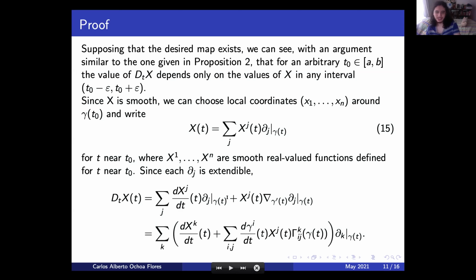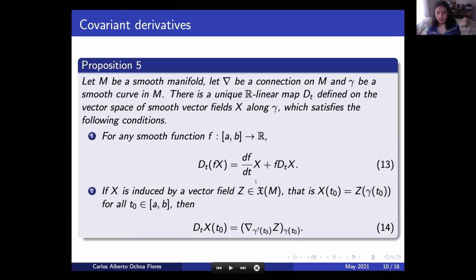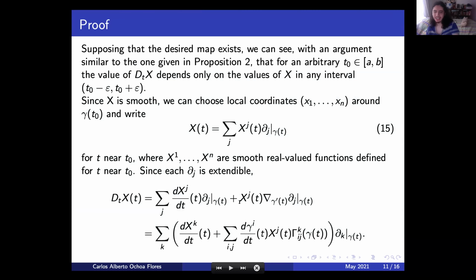We are actually using that it satisfies the two conditions, right? I mean, we first use the Leibniz rule, and then we will obtain this second term, a sum of second terms, and there we substitute the covariant derivative by the connection, right? And then we arrange things and we arrive at this. Here we are using, once again, that the connection is determined by the Christoffel symbols. And we are using that gamma prime looks a certain way in local coordinates, right?